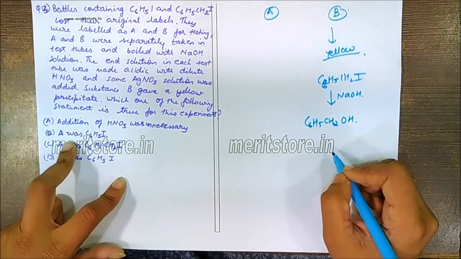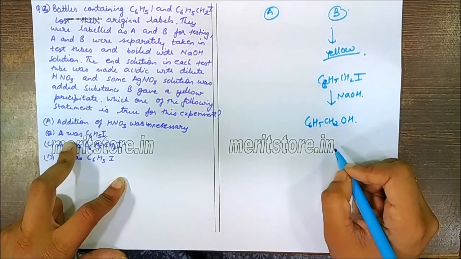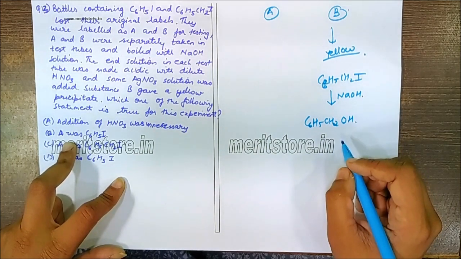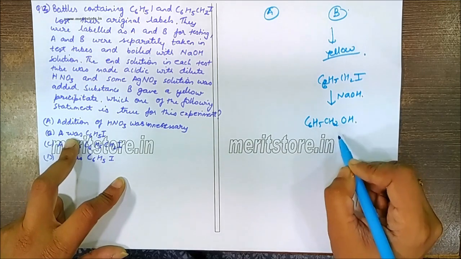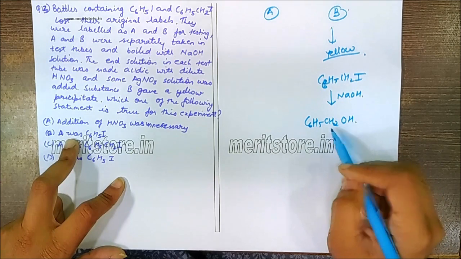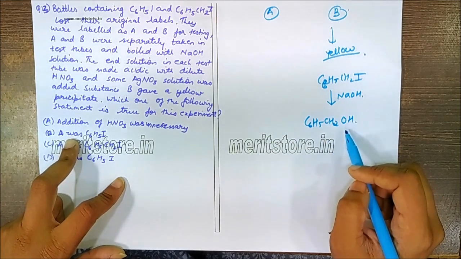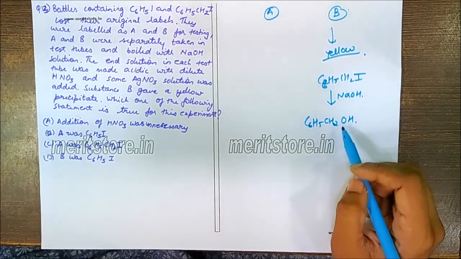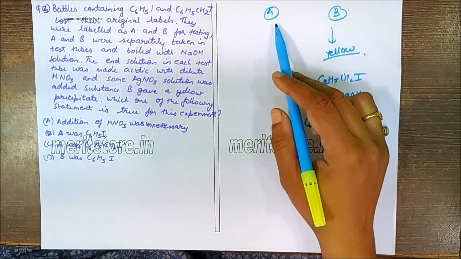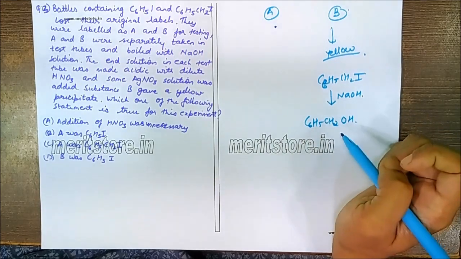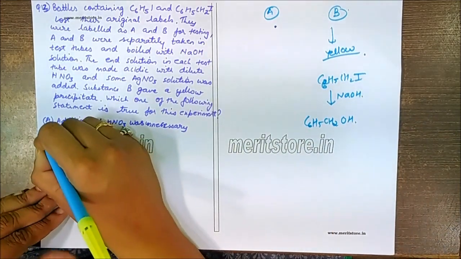And the end solution of each test tube was made acidic and diluted, and the AgNO3 solution was added to that, and substance B gave the yellow precipitate. So this can give us the yellow precipitate, that is the benzyl alcohol, which on treatment with AgNO3 can give us the yellow precipitate. Hence, we are expecting for this reaction that A should be C6H5 iodide, because no reaction will occur with this, but B will only give you this reaction. So our option is B.